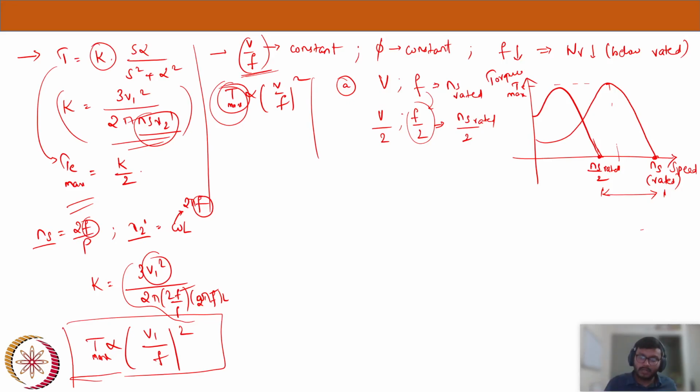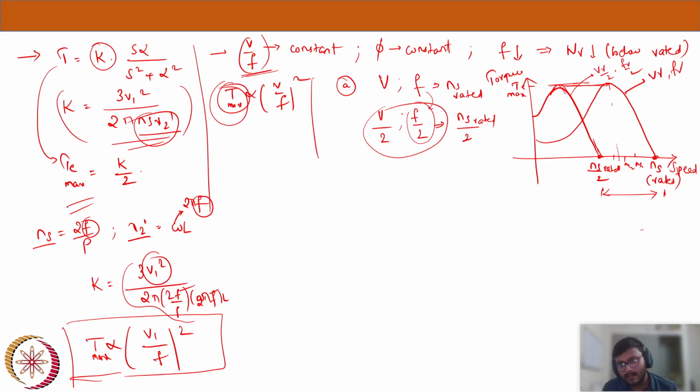The point which you have to observe is, since the V by F ratio is constant, my torque maximum point remains same for both cases. So for this case, it is V rated, comma F rated, but for this case, it is V rated by 2, comma F rated by 2, but the maximum torque remains same. So for various frequencies, if we want different speeds like NS1, NS2, NS3, and so on, you have to just vary different frequencies.